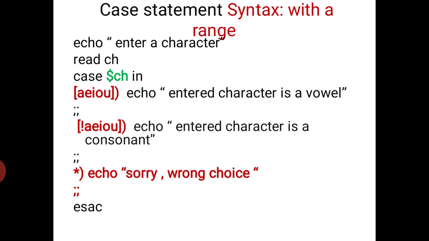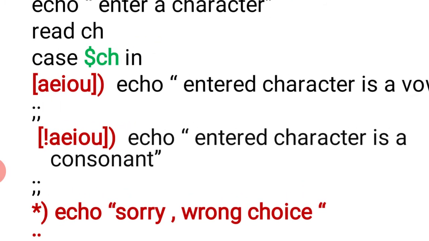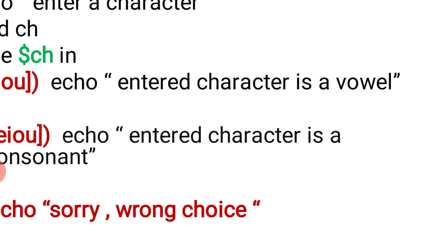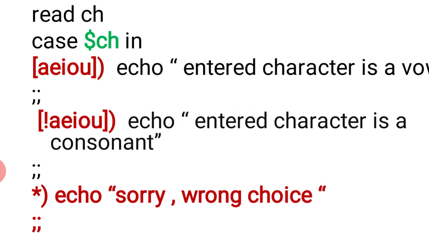Echo enter a character, read the character into ch. In case we have used the ch variable preceded by the dollar symbol. In the first choice, because this is again new, the range in square braces indicates that we have 5 letters here, A, E, I, O, U, and any of the letters may be entered through the keyboard by the user. If any of these letters match, then the statement will be executed. Echo enter character is a vowel.